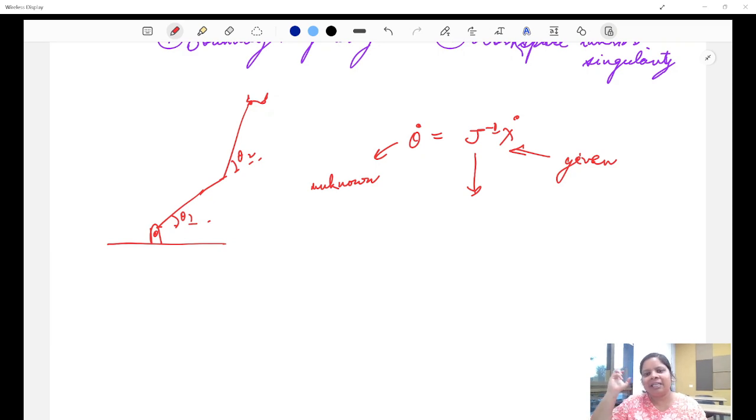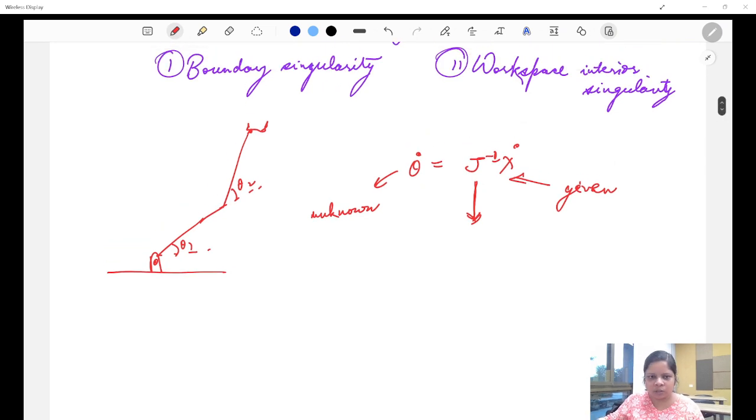Directly, at what velocity the end effector will move, you can never know. To get some desired motion, you need to give some desired velocity to the joints. So calculating it is really important. For that we need the Jacobian inverse, right? So let's say I want to find out the Jacobian inverse, but I want to know if it is going to be singular at some point.